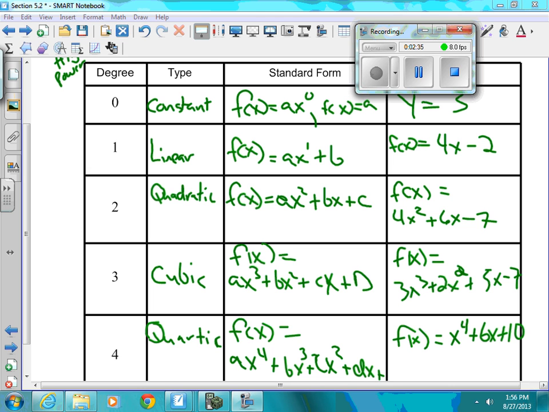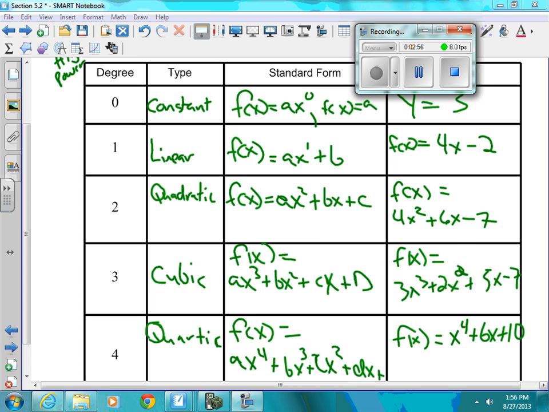This is also a line. Constant functions are lines. Linear functions are lines. The difference is linear functions will be slanted lines. They'll either be angling up from left to right or down from left to right, whereas constant functions are horizontal all the way. That's why they're called constants. They don't go up, they don't go down. So we've seen those before.